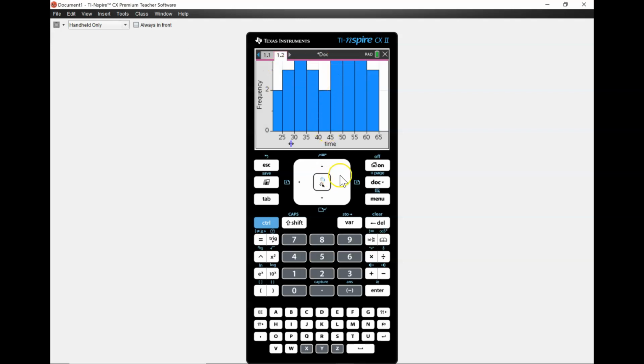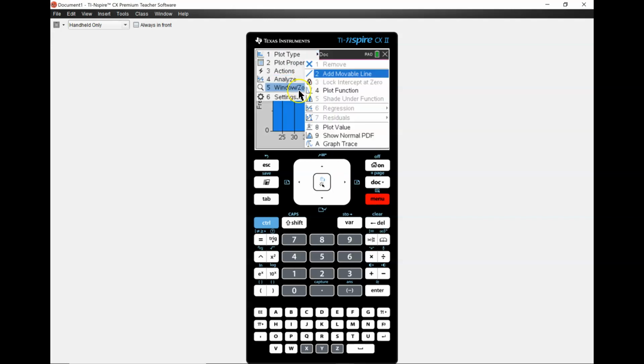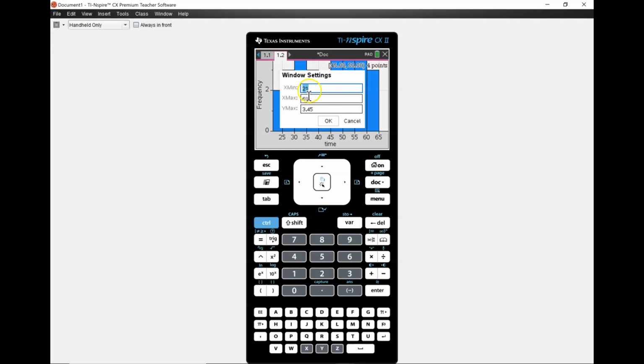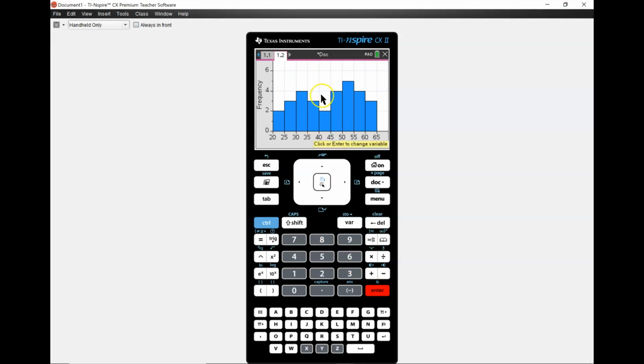But I also want to make the y-axis a little bit bigger, so we're going to go to menu, window zoom, window settings. We're going to go from 20 to 70, and we're going to make this height, I don't know, let's make it 7. All right, so you see how this is clearly bimodal.